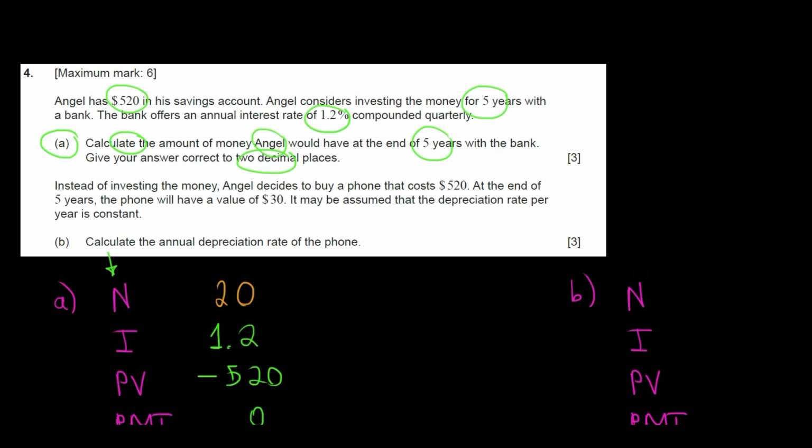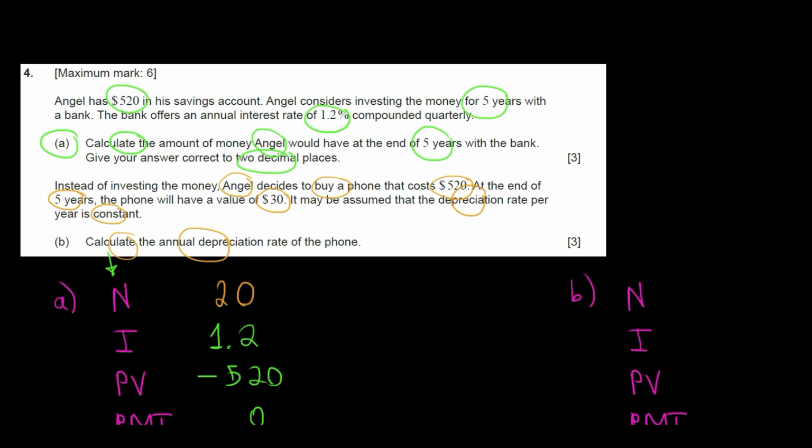Instead of investing the money, Angel decides to buy a phone that costs $520. At the end of 5 years, the phone will have a value of $30. It may be assumed that the depreciation rate per year is constant. Calculate the annual depreciation rate.